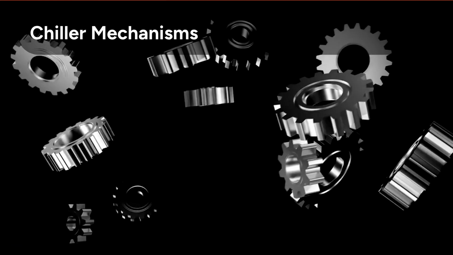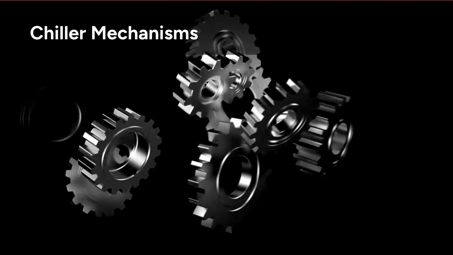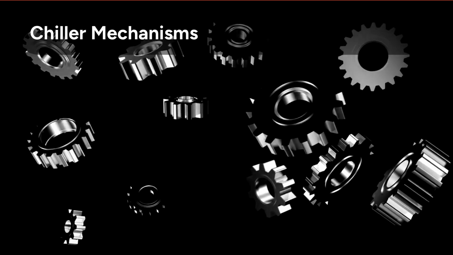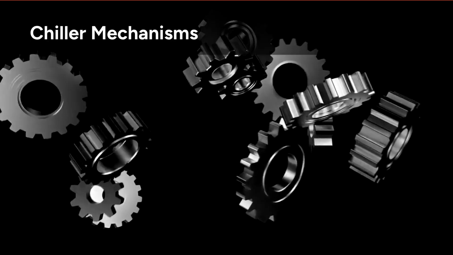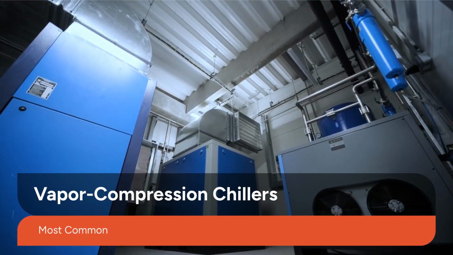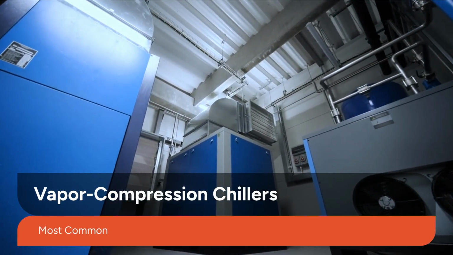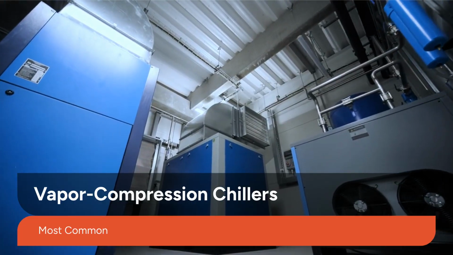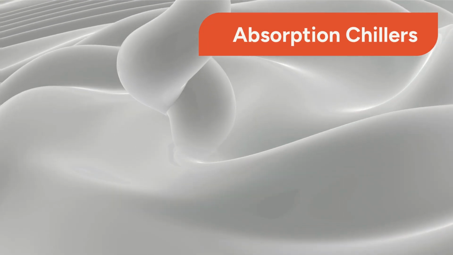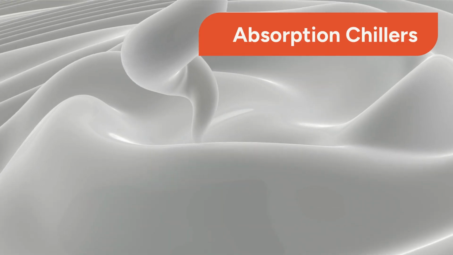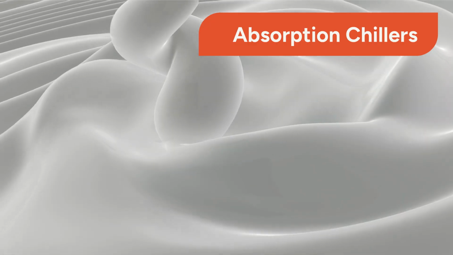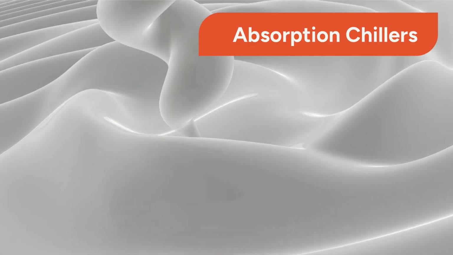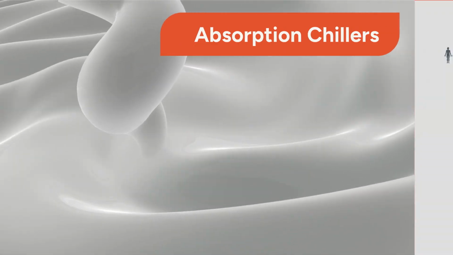There are two primary mechanisms that drive chillers: vapor compression and absorption. These represent two distinct ways to achieve the cooling effect. Vapor compression chillers are the most common type, using mechanical compression to raise the refrigerant's temperature and pressure before releasing heat in the condenser. Absorption chillers, on the other hand, use a heat source, often waste heat or natural gas, and a chemical reaction to drive the cooling process, making them energy efficient in certain contexts.